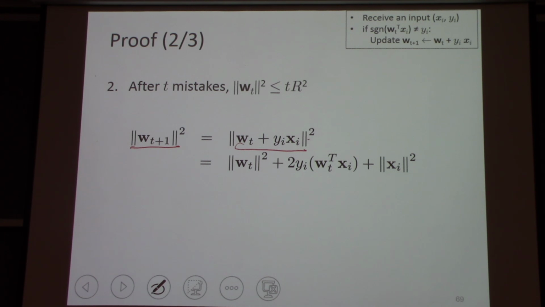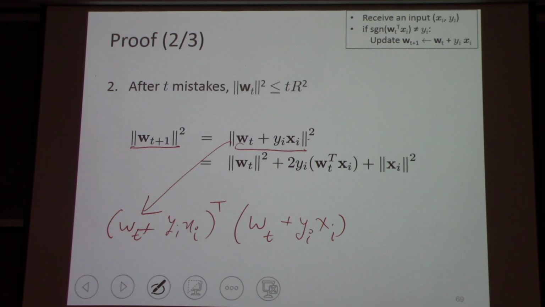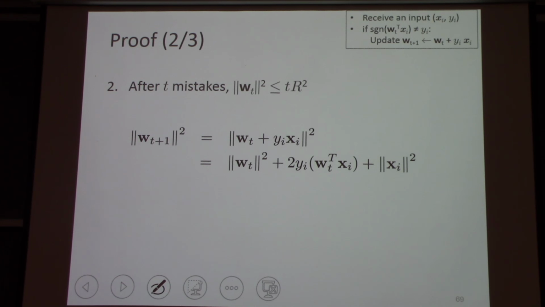I'm going to do it a little bit messily right now. For any vector z, the norm squared is z transpose z. That's what we've done here. This is equal to this quadratic form because you just expand it. So you get w square plus x square plus 2 yi w transpose x. Is that so far so good? Or bad?